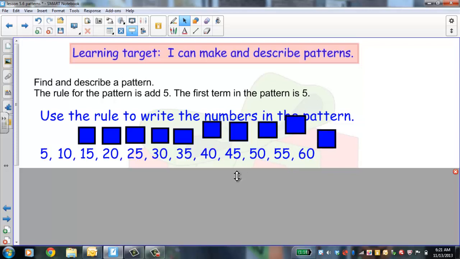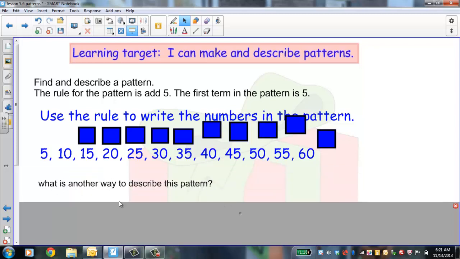So sometimes after you've already come up with the entire pattern, you're going to see another question that looks like this. What's another way to describe this pattern? Obviously, we can say that this is adding 5 or skip counting by 5, but take a look at the numbers. What else do you notice besides the fact that it's skip counting by 5? I noticed that it goes even, odd, even, odd, all the way down. I also noticed that in the ones place, it goes 5, 0, 5, 0, 5, 0.